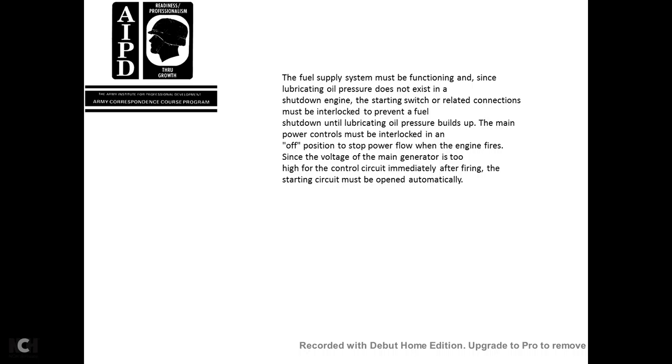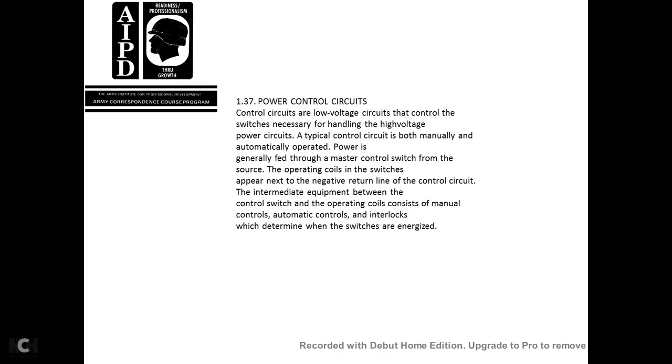The fuel supply system must be functioning. Since the lubricating oil pressure does not exist when the engine is shut down, the starting switch connections must be interlocked to prevent fuel shutdown until the lubricating oil pressure builds up. The main power controls may be interlocked in the off position to stop the flow of power. When the engine fires, the voltage of the main generator is too high for the control circuit, so immediately after firing the starting circuit must be opened automatically.